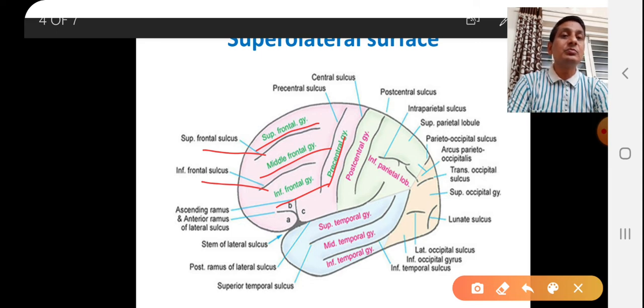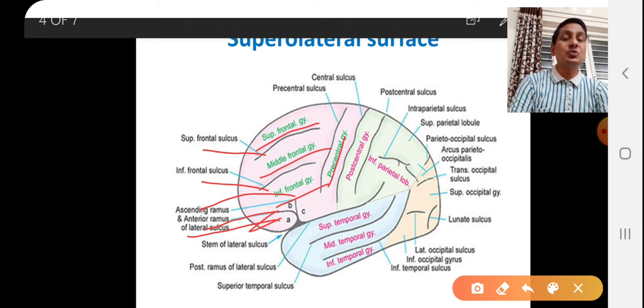Then the rami which extend into the frontal lobe from the lateral sulcus are the ascending ramus and anterior ramus of the lateral sulcus. By these two rami, this part is divided into A, B, C. A is called pars orbitalis, B is called pars triangularis, and C, that part, is pars opercularis.